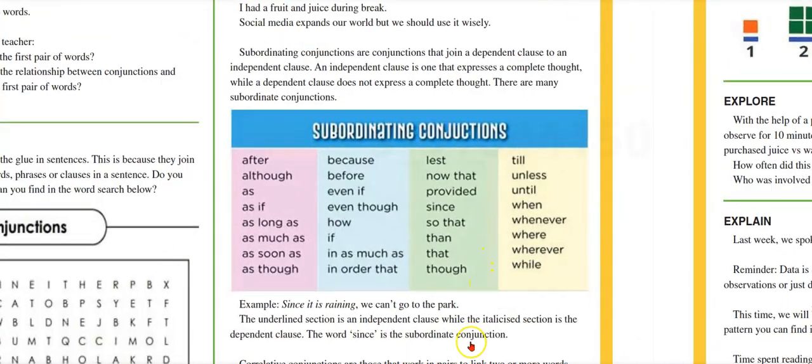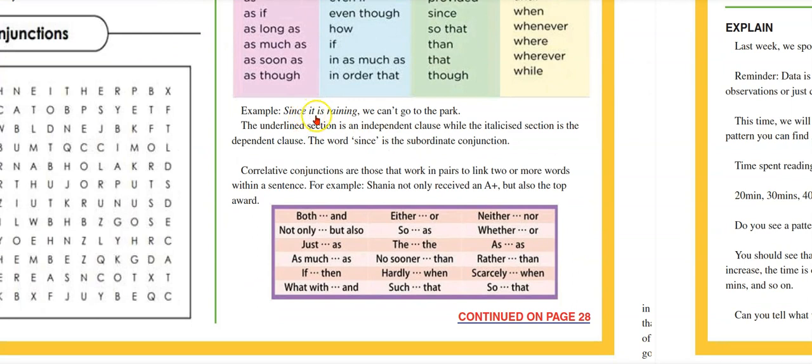Here is an example. Since it is raining, we can't go to the park. The underlined section is an independent clause, and the italicized section is the dependent clause. So here's the dependent clause. Here, this part, we can't go to the park, is independent. That has a subject and a predicate and can stand on its own as a sentence. It makes sense by itself. Since it is raining is the dependent clause because it does not make sense without the other part.